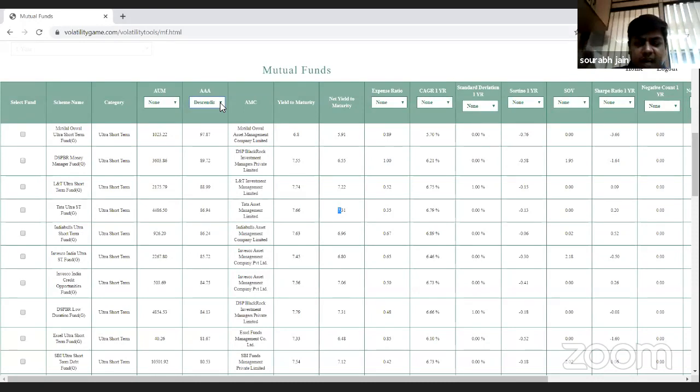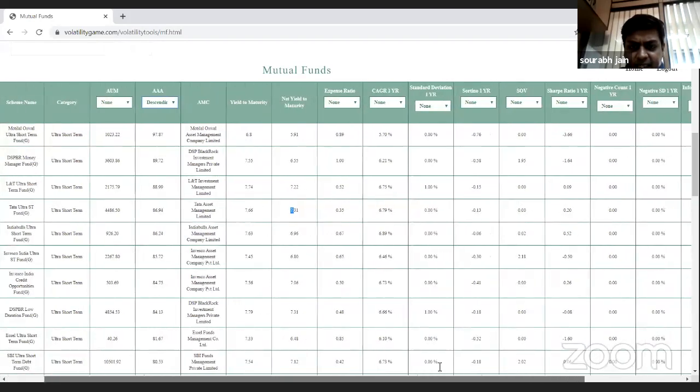Because in the fact sheet, many a times alphabetical wise they give AAA, AA. So this is one way whereby you can figure out the papers of the funds as per the rating. So I think this is one very helpful tool. Apart from that, you have last 1 year CAGR return.